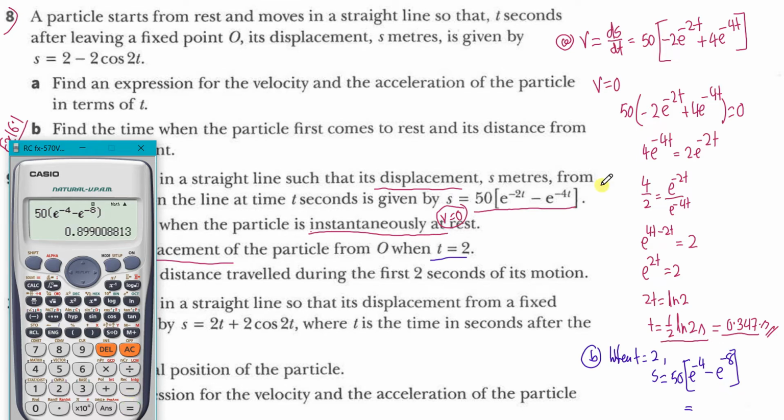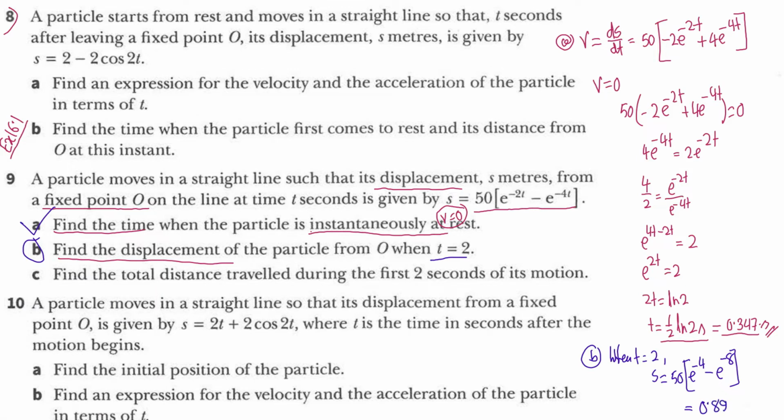So we got 0.899. This is our displacement at the point t equals 2. Now the last question, it is written here: find the total distance traveled during the first 2 seconds of its motion.